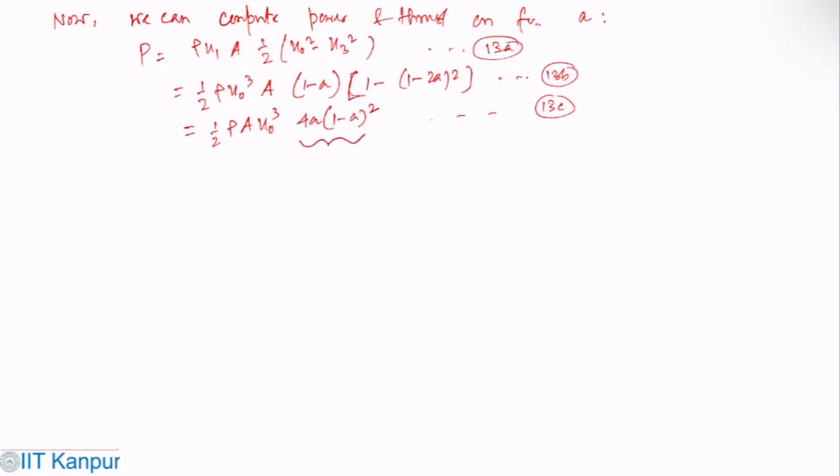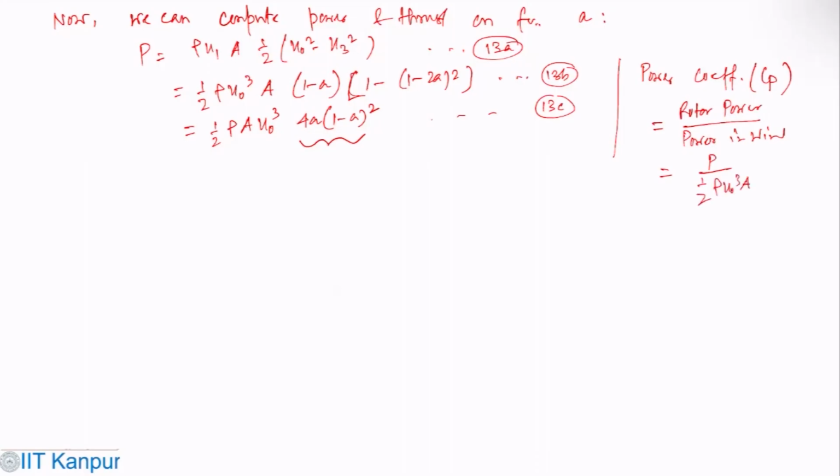So this guy is essentially, if I look at the power coefficient, which is Cp, this is the rotor power divided by power in wind. So that means P by half rho A U0 cube. So if I compare this, this is essentially my Cp of A, the power coefficient.